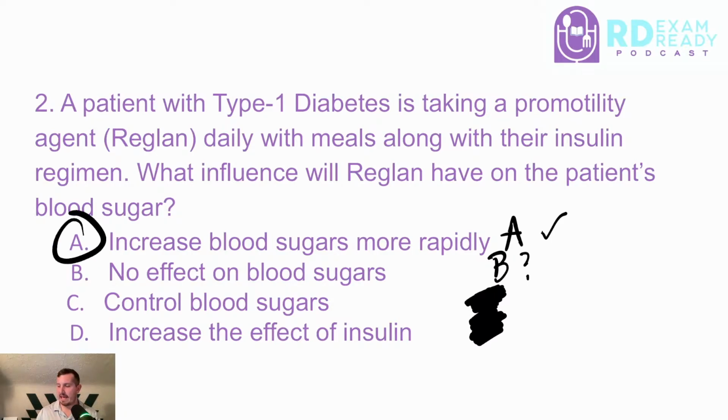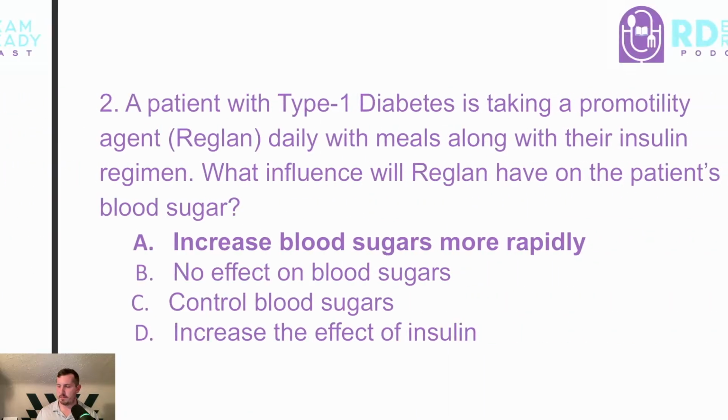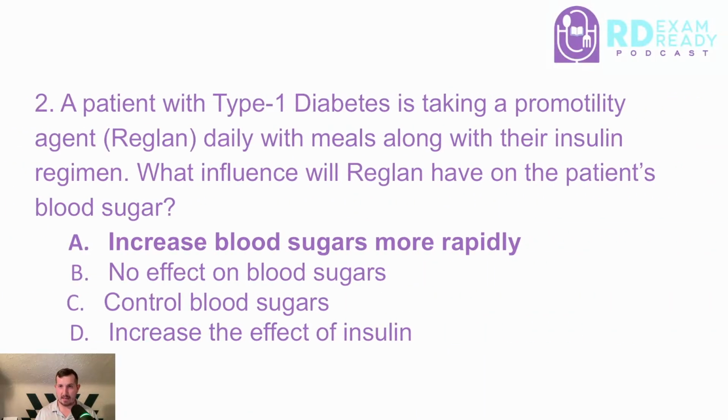But why I think A is our best answer here is because things are moving faster into my bloodstream. Okay. So unless I took a real rapid acting insulin, I think we're going to get a bit of a spike in blood sugars, increase more rapidly. And then once the insulin kicks in, it's going to level off there. That's what I would expect to happen. And that's why I feel like A is my best answer here. We talked about this a little bit today with pro-motility agents. Okay.